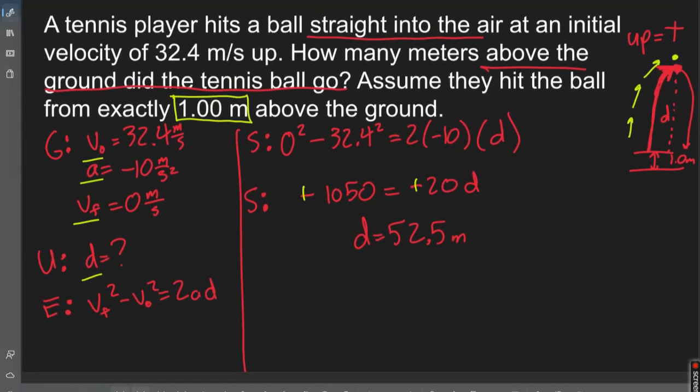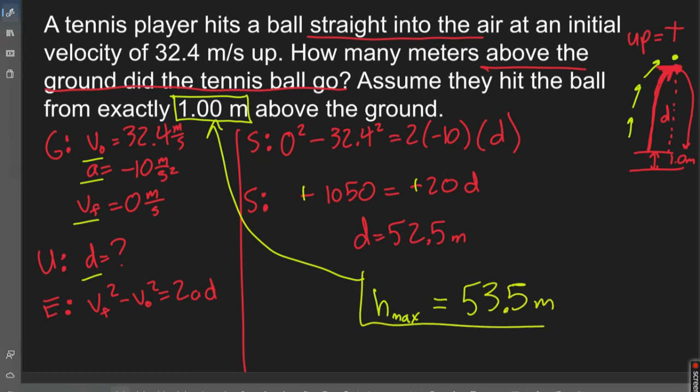Okay, but here's where we have to remember our final piece. It started 1 meter above the ground, so that means its maximum height above the ground, I'll just say H max, maximum height. We just add 1 meter to that, 53.5 meters. As far as reasonableness goes, yep, I'm going to say it's pretty reasonable. It's about 150 feet. So it takes a strong tennis player, but definitely doable.